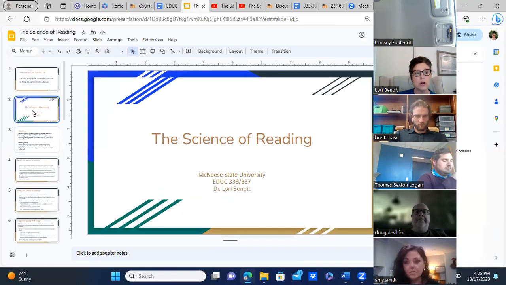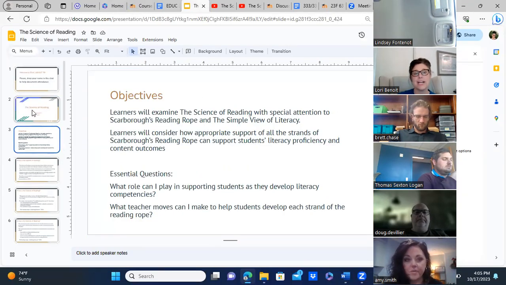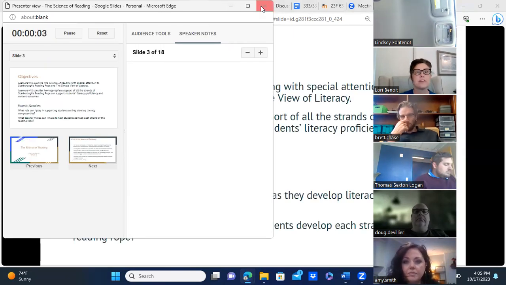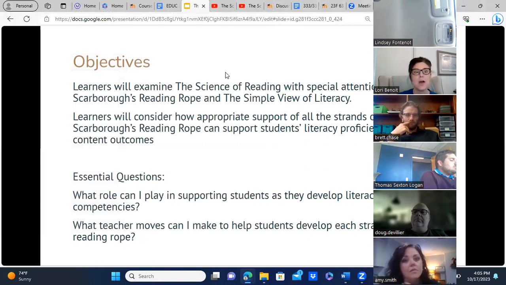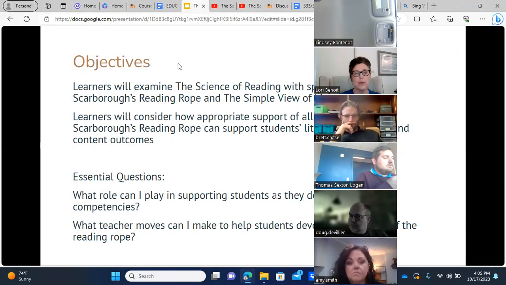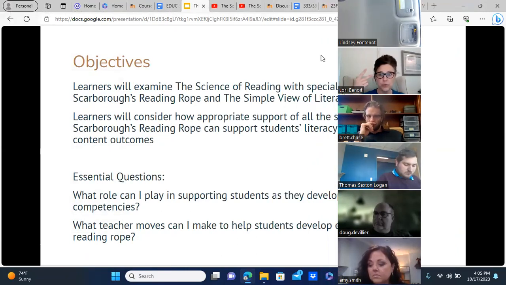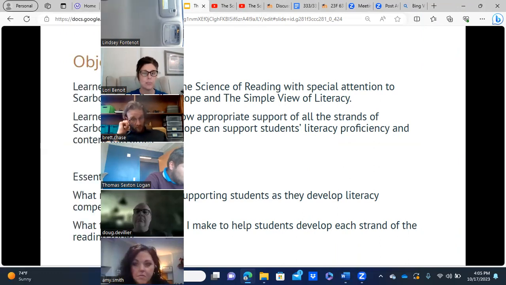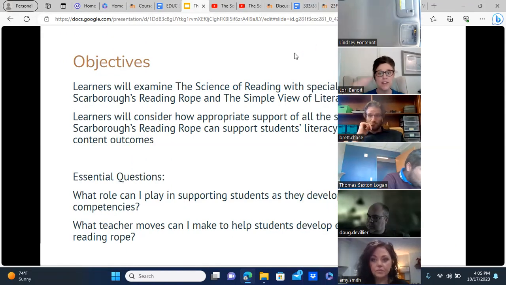So we are going to establish our objectives. First of all, we're going to examine the science of reading with special attention to Scarborough's reading rope and the simple view of literacy. Those are the two big concepts you're going to get out of today's material. We're going to consider how appropriate support of all of the strands of the reading rope can support students' literacy proficiency, and then their content outcomes, what they're actually learning in your courses.